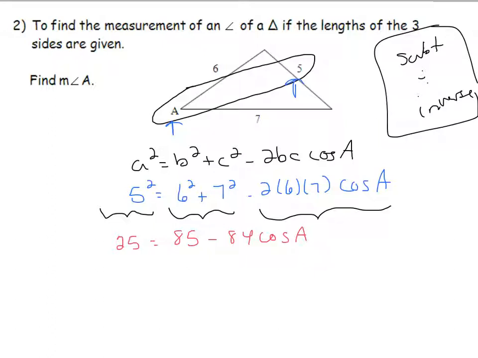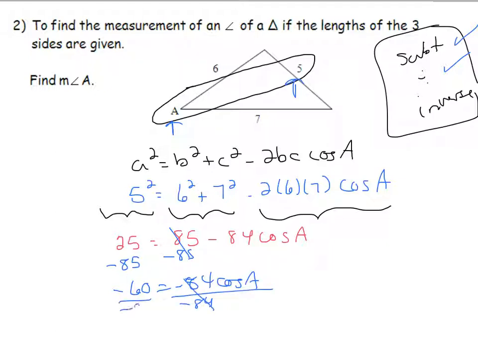So first things first, we're going to subtract the 85. So we get negative 60 equals negative 84 cosine of A. Then we're going to divide. So I'm going to divide by negative 84. Now 2 negatives here make it positive. Leave this as a fraction, you guys. You end up with 60 over 84 equals the cosine of A.